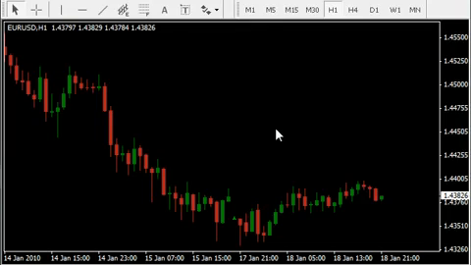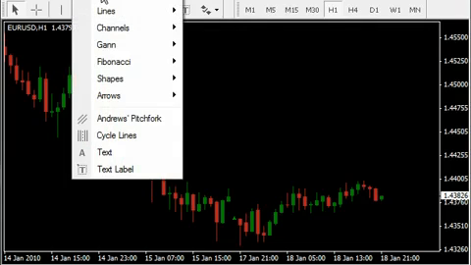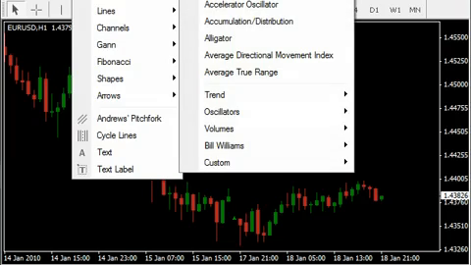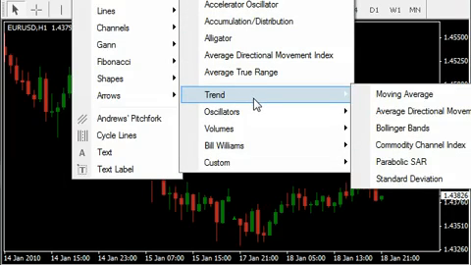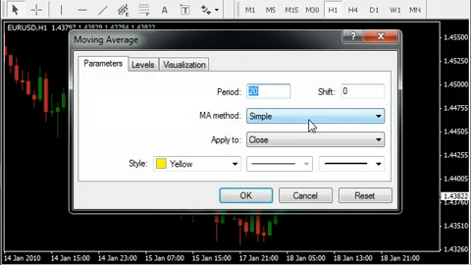Now, to help us make this decision as to whether the trend is bearish or bullish on any particular time frame, the easiest way to do that is to add a moving average. Now, the next question that will be asked is, what period moving average do I use, and what other characteristics of the moving average should I have? As we can see, if I go to the indicators on MetaTrader, I can see that the moving average is considered a trend type of indicator, and that's exactly what we want.